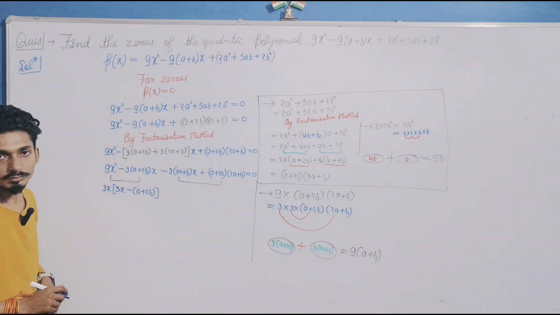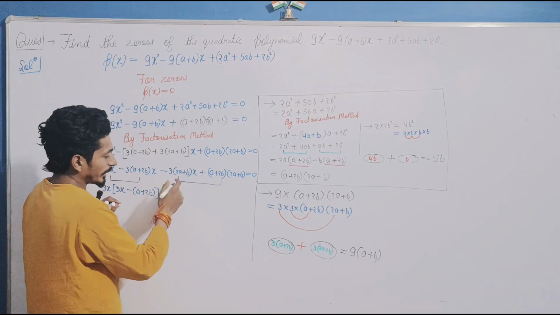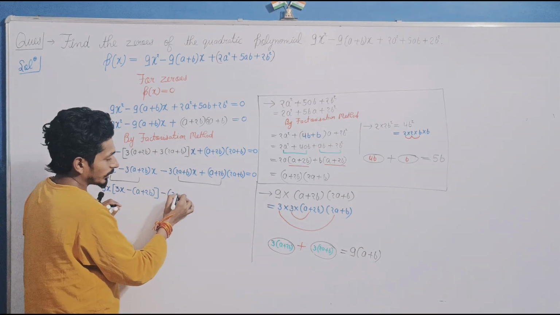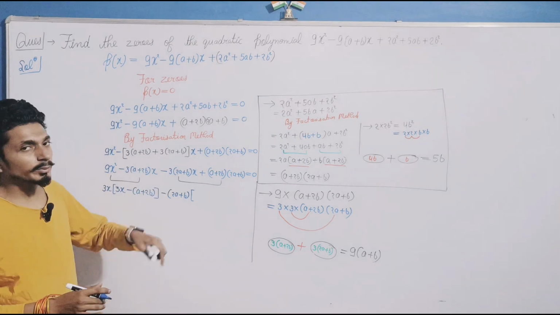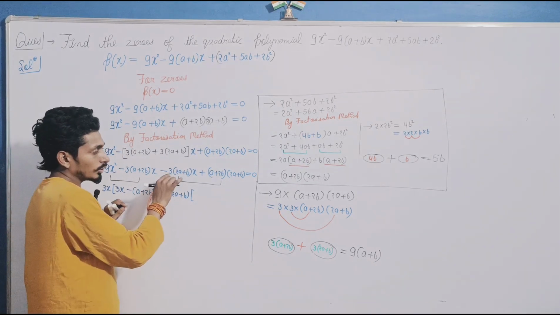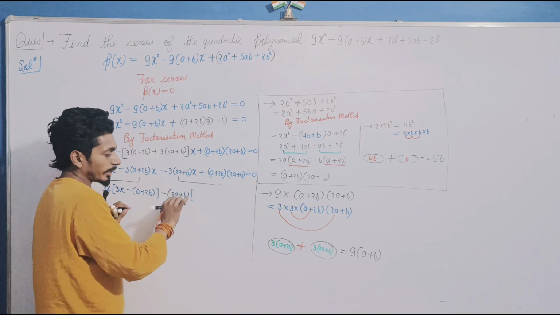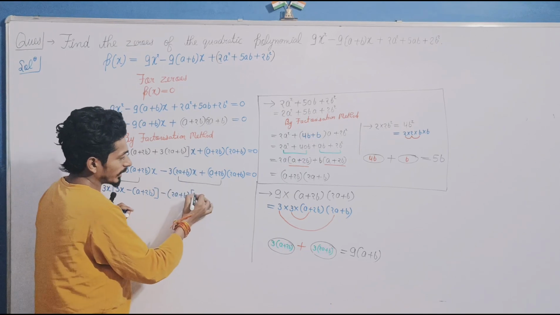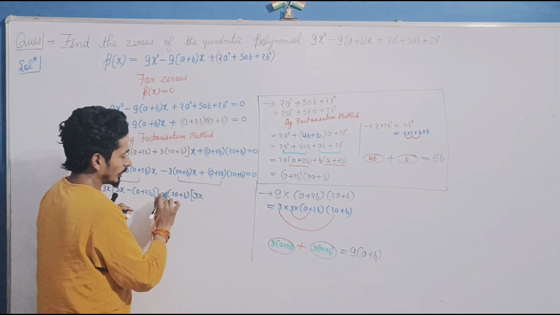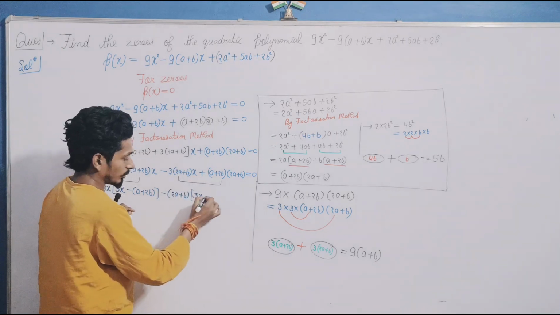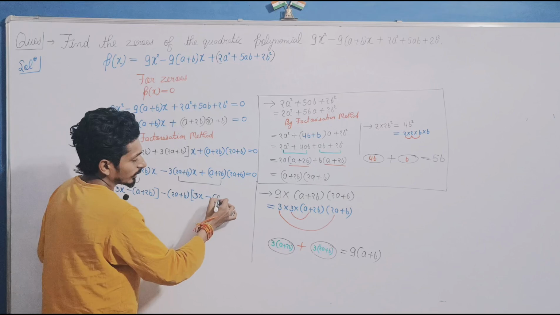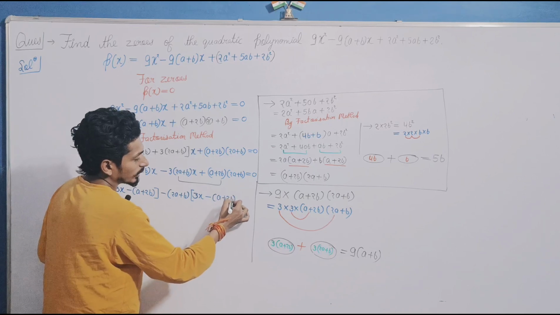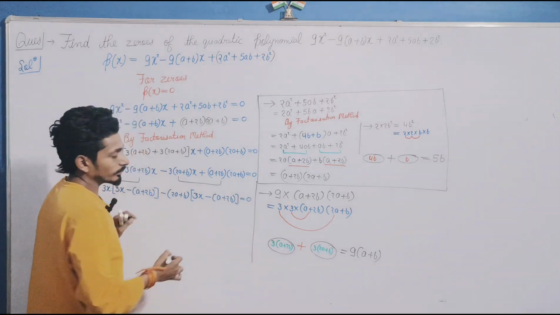Yes or no? Here we take common minus (2a plus b). Remember that quantity which we take common, divide by each term. So (2a plus b) is cancelled by this (2a plus b). So here we can write 3x, plus minus minus, and (2a plus b) is cancelled by this. So here we get (a plus 2b) is equal to 0.